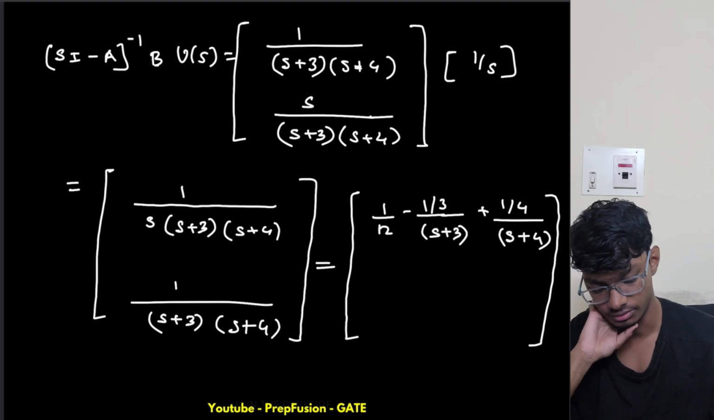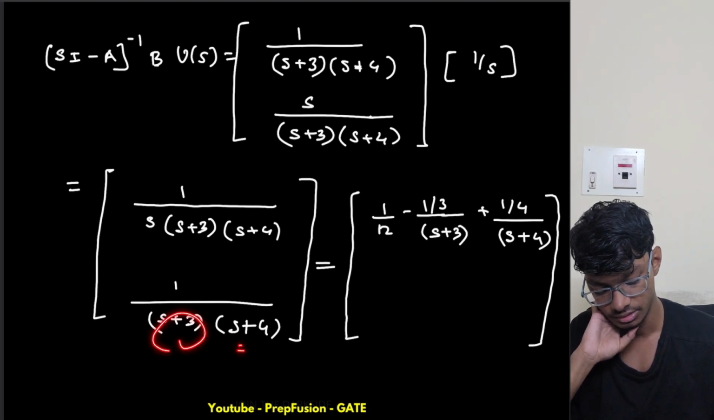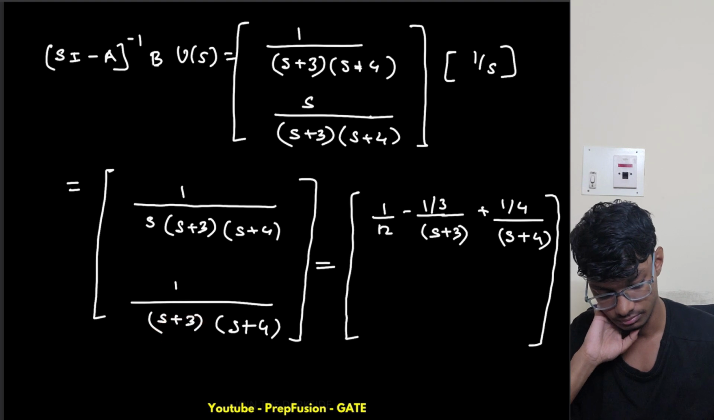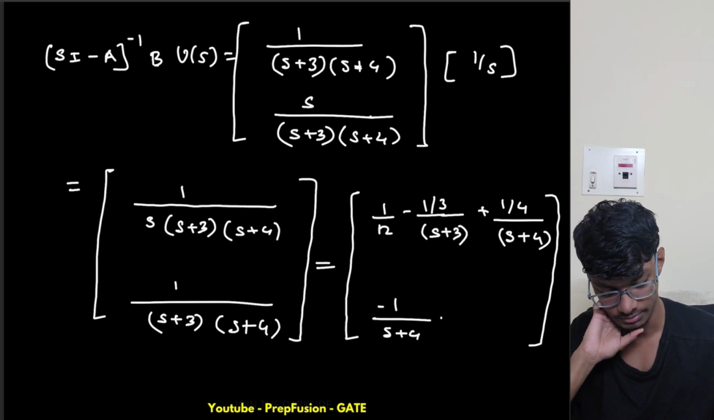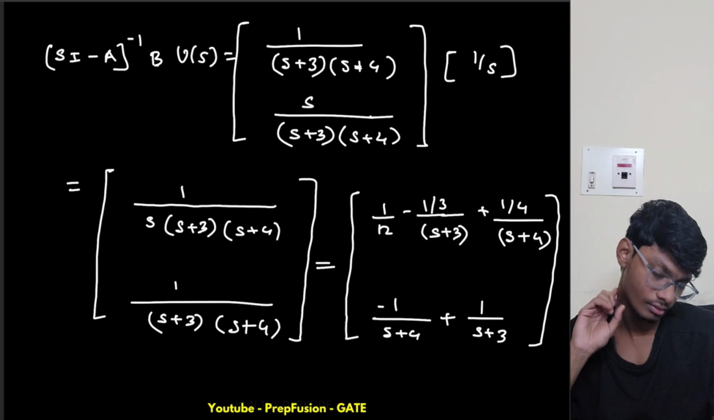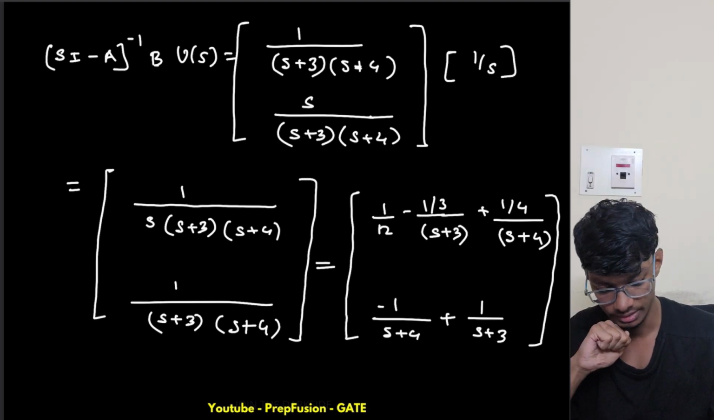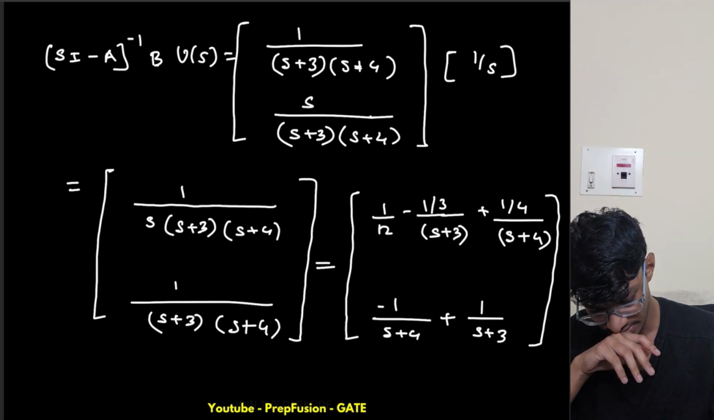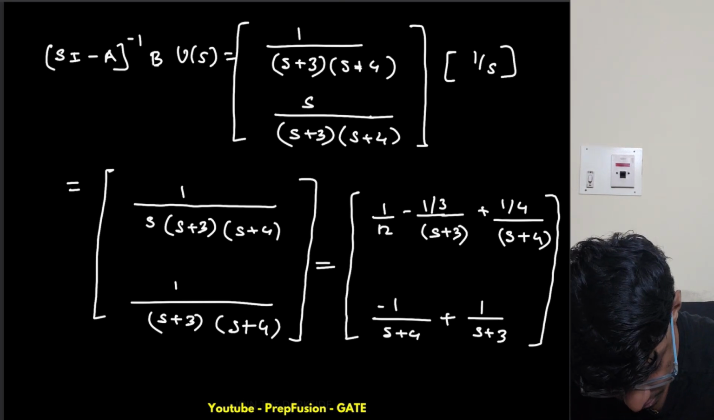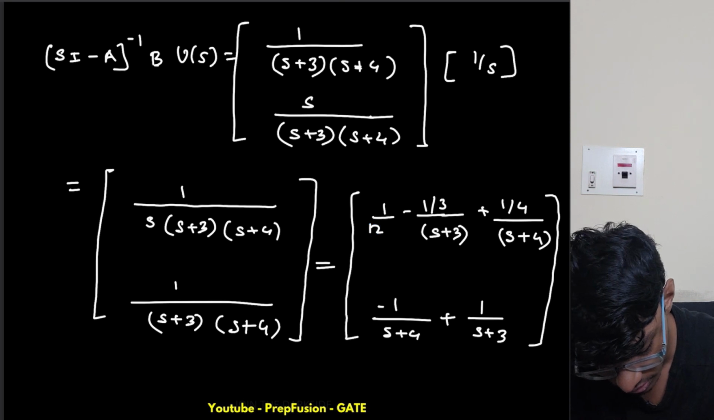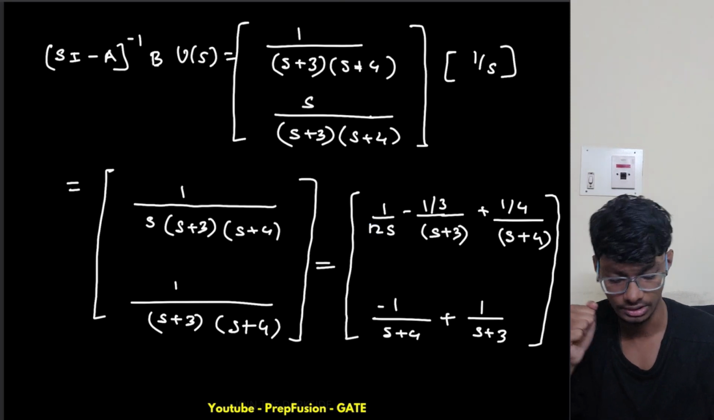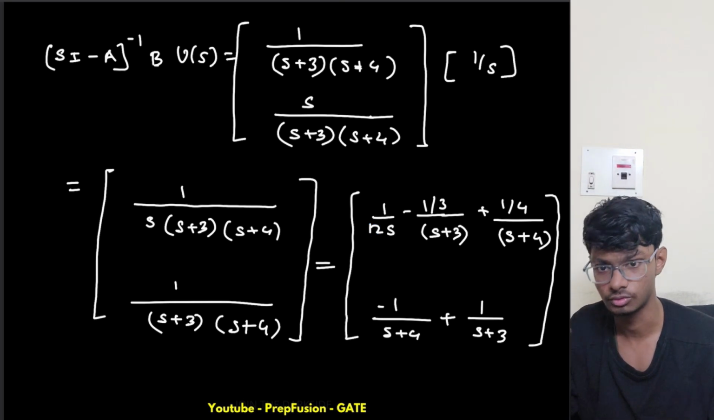And this is easy, right? I put s equals to minus 4 over here, so I get minus 1 by s plus 4. And if I put s equals to minus 3, I get 1 by s plus 3 only. So yeah, these were my equations. So now, this is 1 by 12 s. Actually, I forgot to write the s over here also.